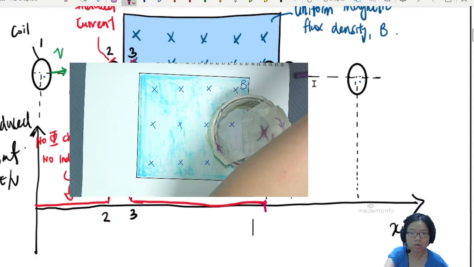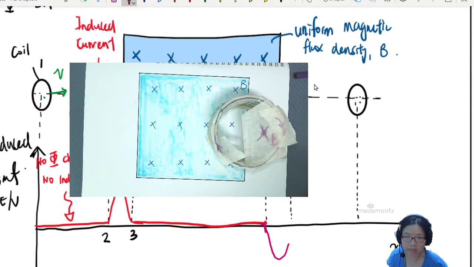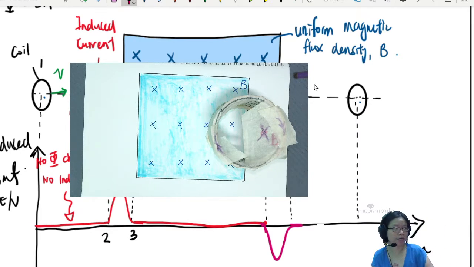This one will go down the same amount, roughly. Try to keep it the same amount or same shape. Okay, not doing very well. Let me try to draw again. It should be the same shape, so it will be something like this. Okay, so this is how you will get your induced EMF.